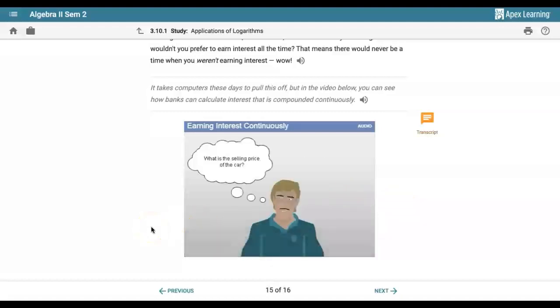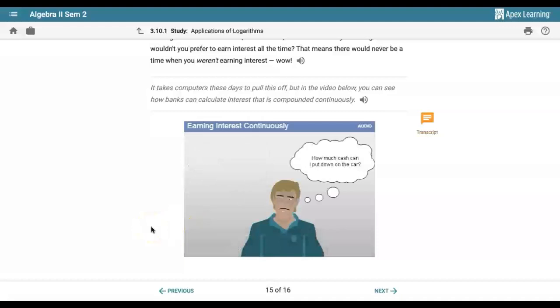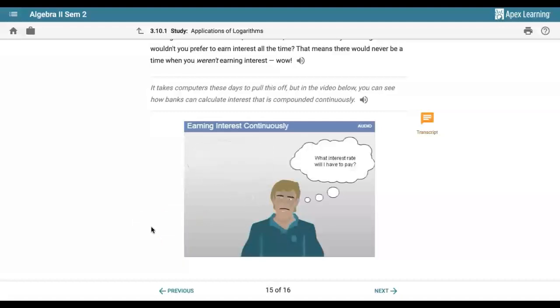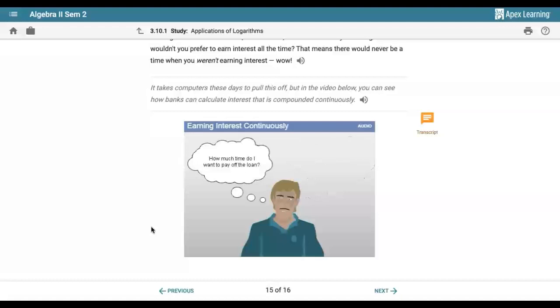What about taking out a loan? If you borrow money to buy a car, how much more do you end up paying than you would if you paid in cash? There are more variables to be concerned about in this situation. Think about all of the questions you might have to ask if you buy a car.